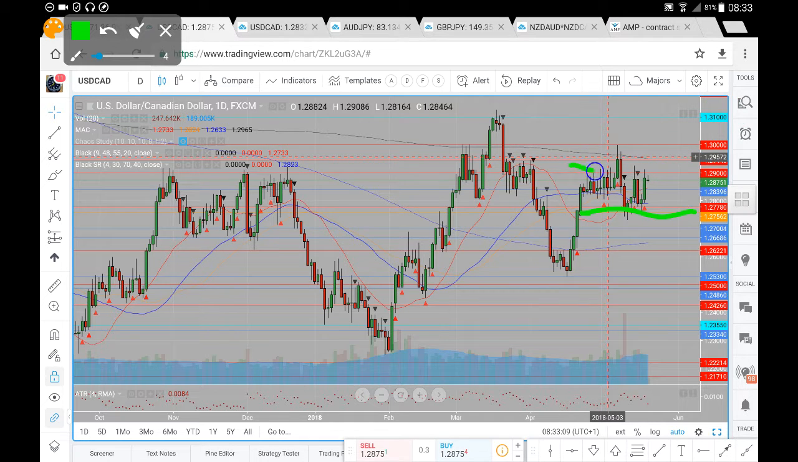That's particularly if we can hold this range. We can break above the 129 and go on to challenge our previous highs around 130. And if we can break and hold, again, we're looking for that 131. And with that said, that pretty much wraps up the US dollar CAD analysis.